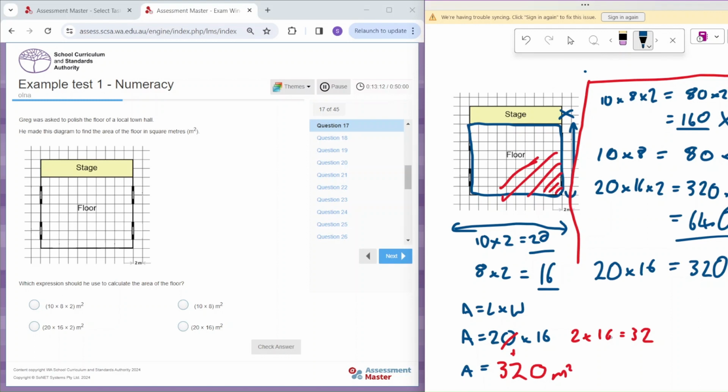I could have actually looked at this and said, okay, they're the dimensions. I use 20 times 16 to get there. One of the answers is 20 times 16. That must be the right answer. That's great if you can do that. If you can't, if you don't pick that up as quickly, just go through this method. There's no harm in doing the working out. Click, check, and next.